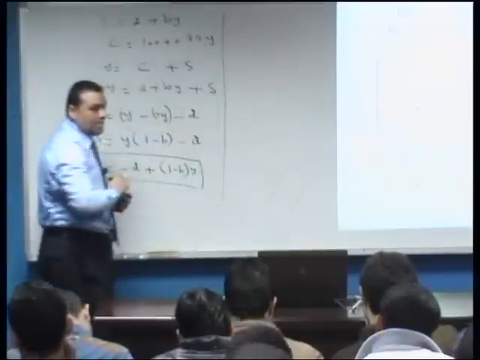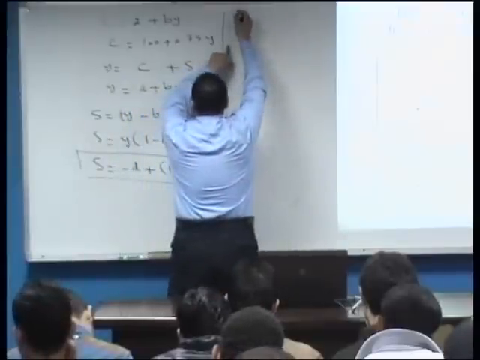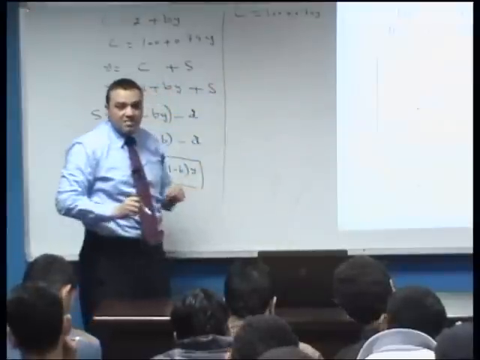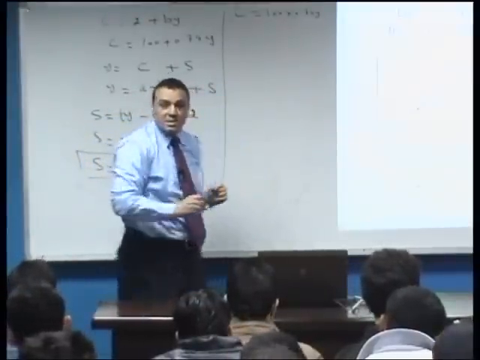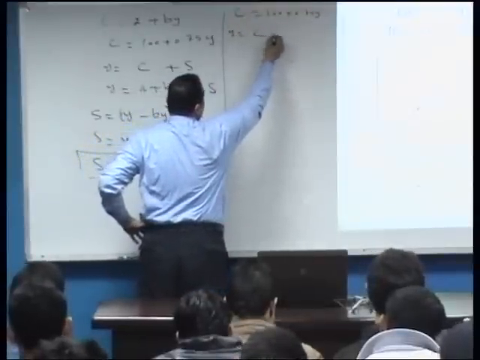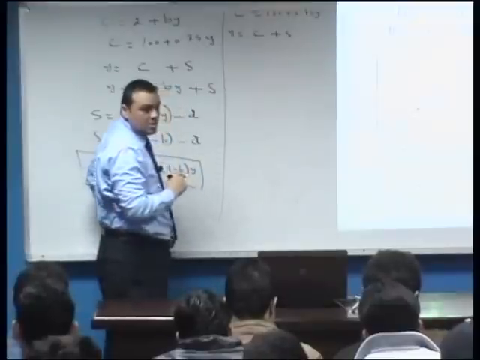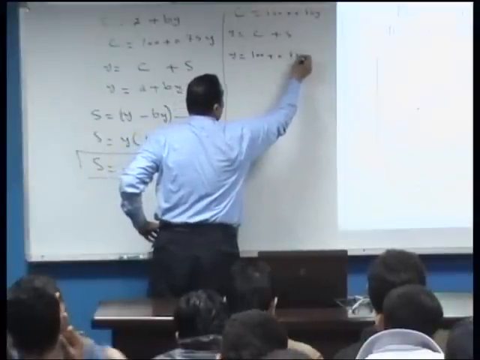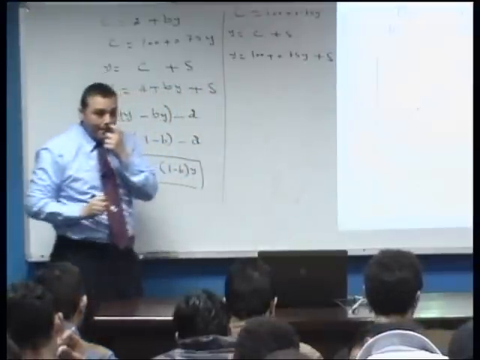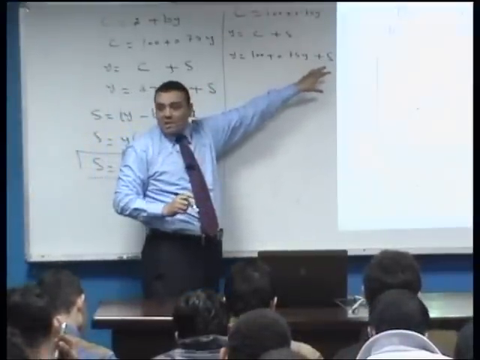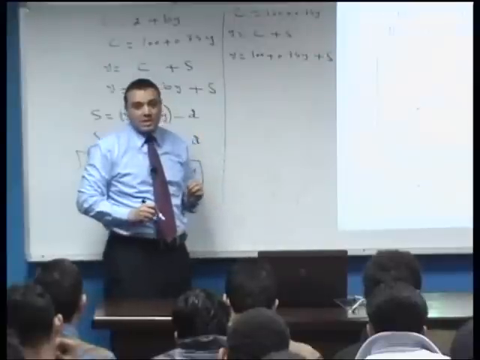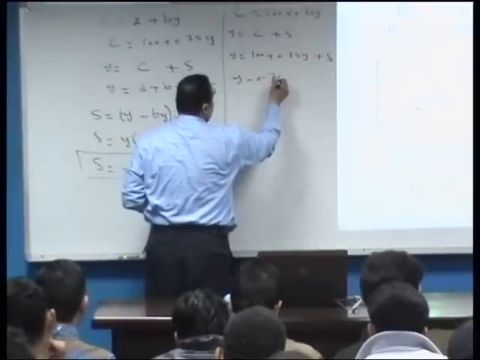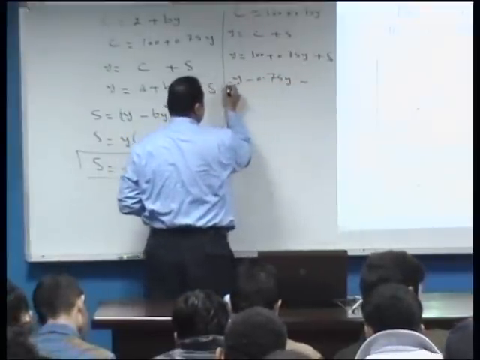Now let's take the numbers. If C equals 100 plus 0.75Y, derive the saving function from the consumption function. Y equals C plus S. Substitute for C: Y equals 100 plus 0.75Y plus S. Keep the saving and move the others to the other side. So Y minus 0.75Y equals S.